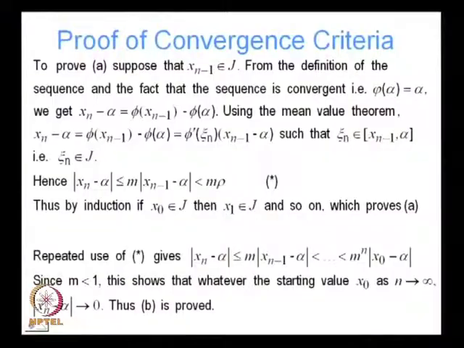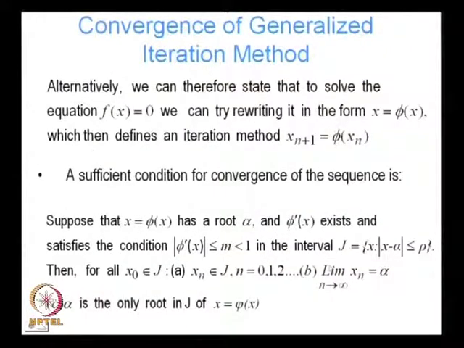So, that means that as I keep on iterating, |x_n - alpha| is going to be less than m to the power n, and remember m is less than 1, right. So, m to the power n is going to become smaller and smaller as n increases. So, eventually my x_n is going to converge, right. Since m is less than 1, this shows that whatever the starting value x_0, as n goes to infinity, x_n minus alpha is going to 0. Thus, we have proved the second part, that this sequence x_n is going to converge as n goes to infinity.